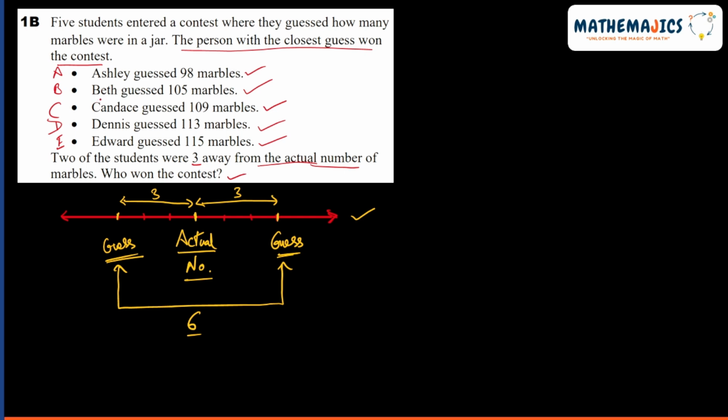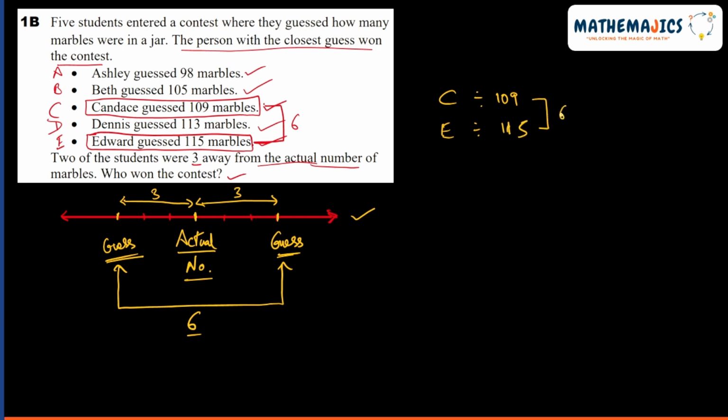I can clearly see that this C who has guessed 109 marbles and this E who has guessed 115 marbles, they have a gap of 6 between them. They have a gap of 6 marbles between them. You can see C has 109 and E has 115 marbles. Now they have a gap of 6 marbles and they both are 3 away from the actual number.